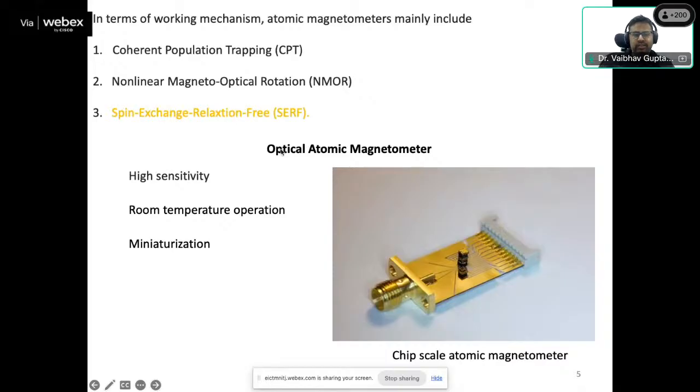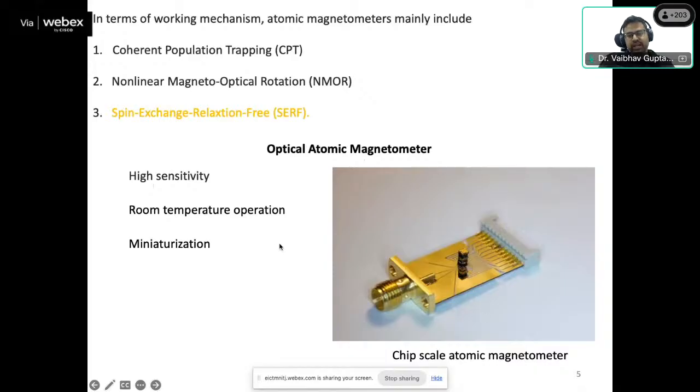This one is actually based on a completely optical phenomenon, so that's why I have named it optical atomic magnetometer. As I said already, it gives very high sensitivity, works at room temperature, and you can make them very small. This is one example of how it looks. That is an atomic magnetometer on a chip scale.